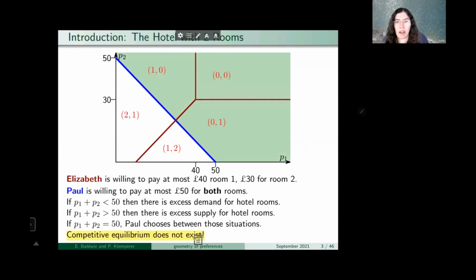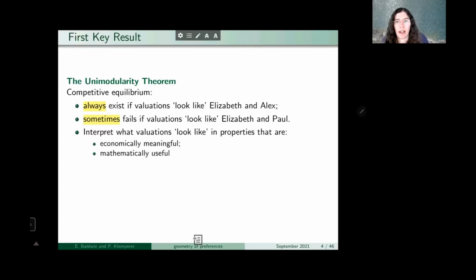And this is exactly because Elizabeth sees the hotel rooms as substitutes and Paul sees them as complements. But it's also exactly because of the shape of the combination of things that I have been drawing here, which I will now go back to and explain the fundamentals of in more detail. So the unimodularity theorem that I will be coming to explains what's the difference between Elizabeth and Alex showing up and Elizabeth and Paul showing up.